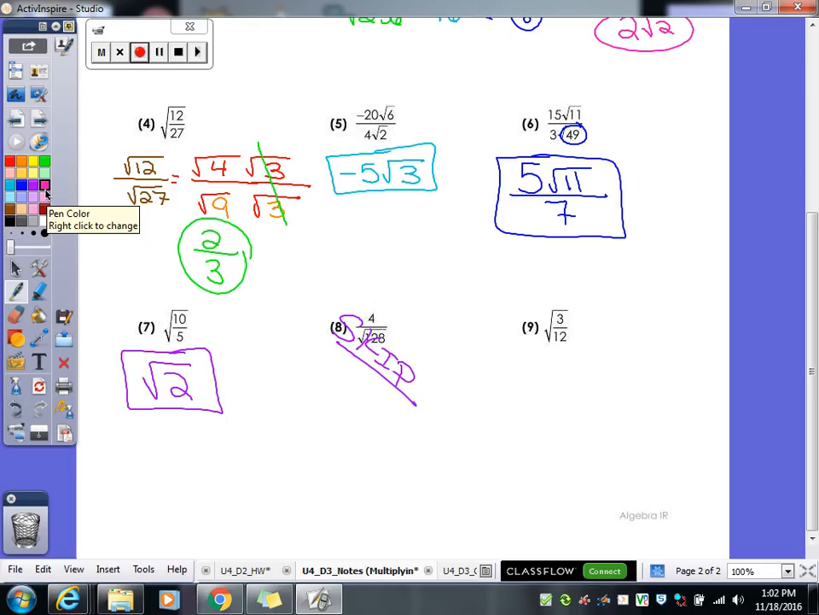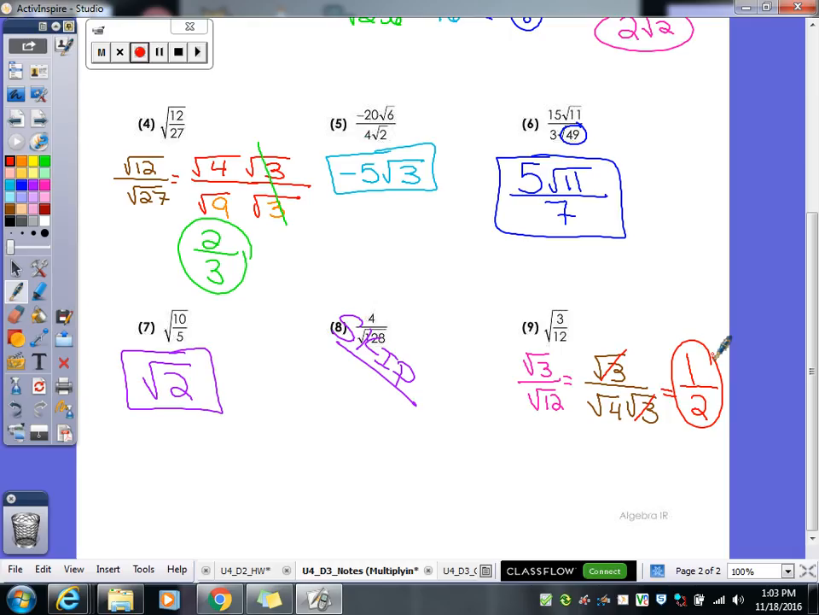Can we divide 3 by 12? No. So I'm going to separate them. Radical 3 over radical 12. Neither of those are perfect squares. But I can't break down radical 3 any further, so that's going to stay as a radical 3. What's the perfect square that goes into 12? 4. So again, what happens with our radical 3's there? They cancel each other out. Now, I can't have nothing up here, so I have a 1 in the numerator. And what's the square root of 4? 2. So that reduces to 1/2.